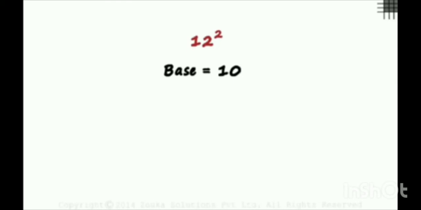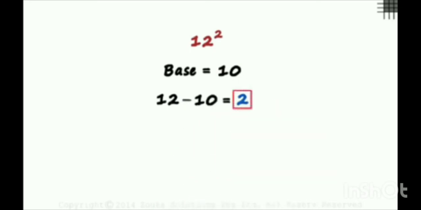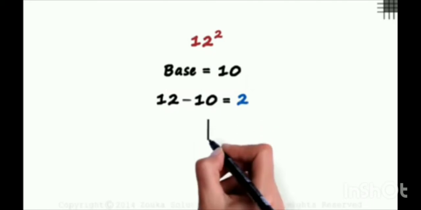Once the base is decided, we find the difference between the number and the base. That will be 12 minus 10, which equals 2. This number here is really important. It's the difference between the number and the base. We will soon see why. But understand the first few steps really well. We chose the base which is close to the number, and then we found the difference between the base and the number. After these steps, we make a partition.